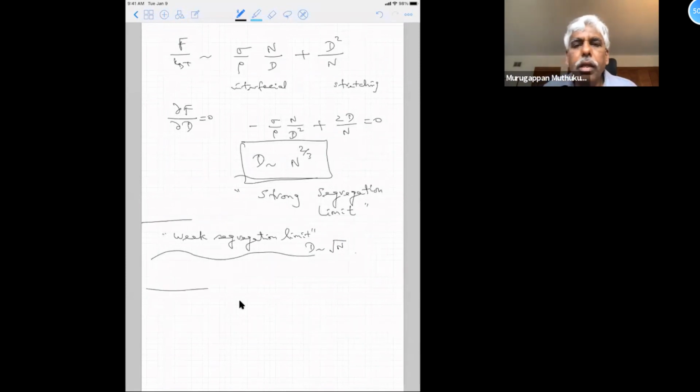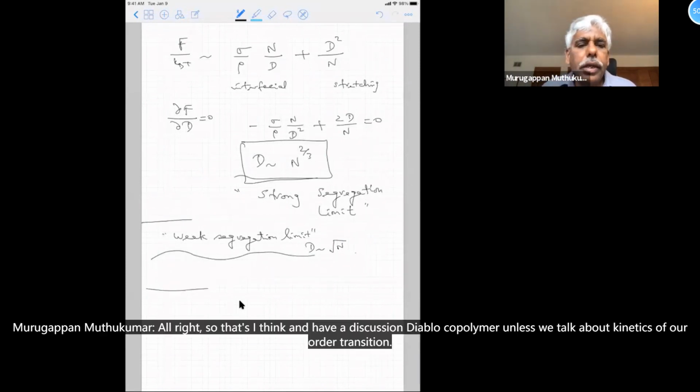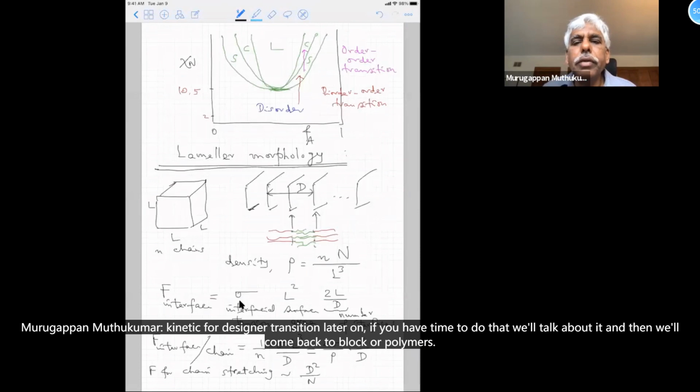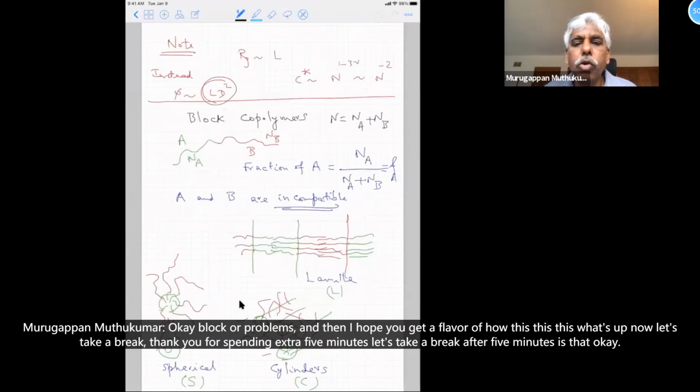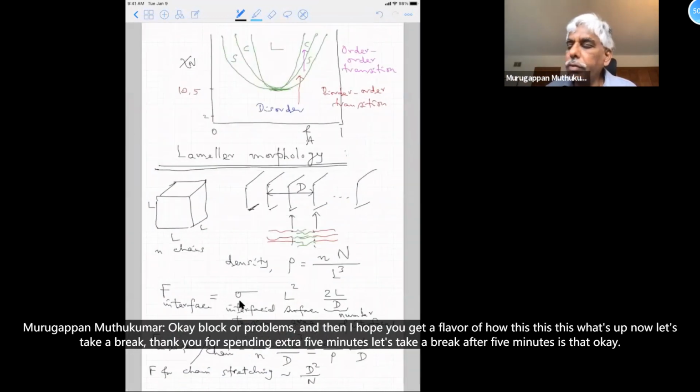Okay. All right, so that's, I think, the end of our discussion of diblock copolymers, unless we talk about the kinetics of the disorder-order transition later on. If we have time to do that, we'll talk about it, and then we'll come back to block copolymers or their equivalent analogs. I think this is good enough to have some background about diblock copolymers, block copolymers in general. I hope you get a flavor of how this works out.